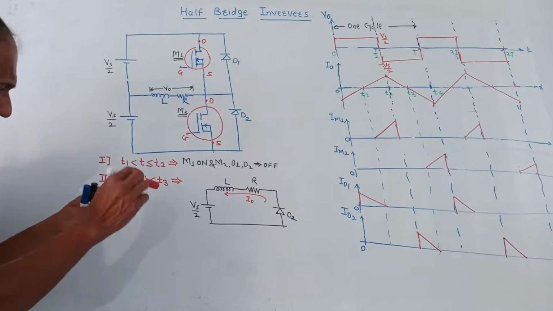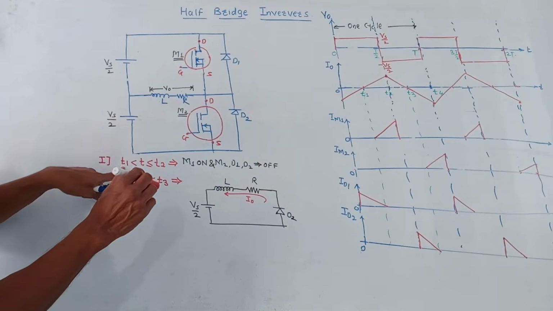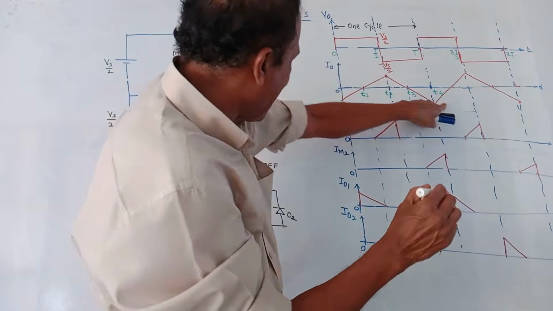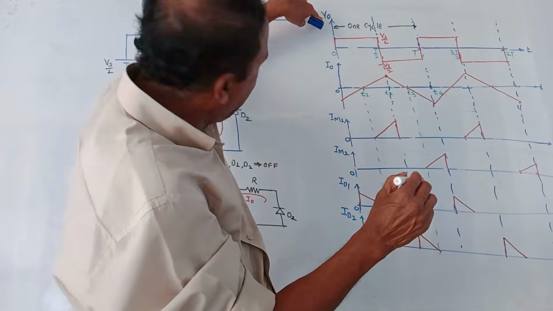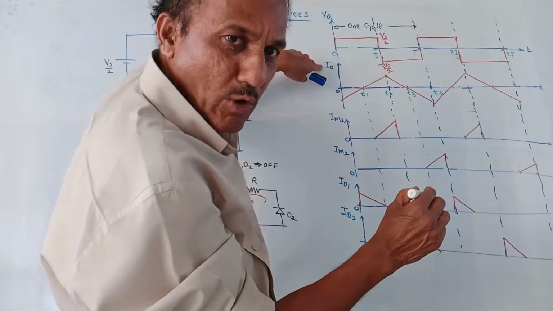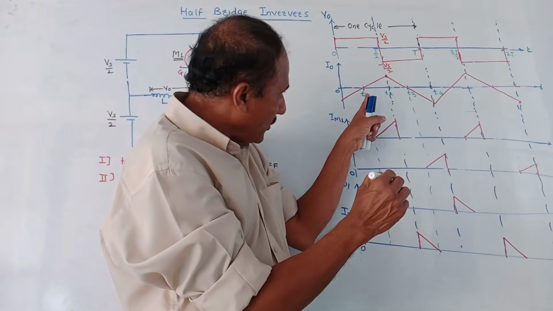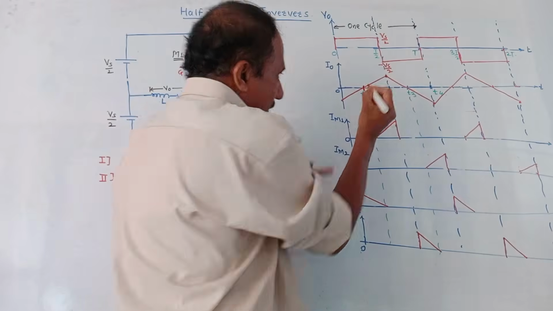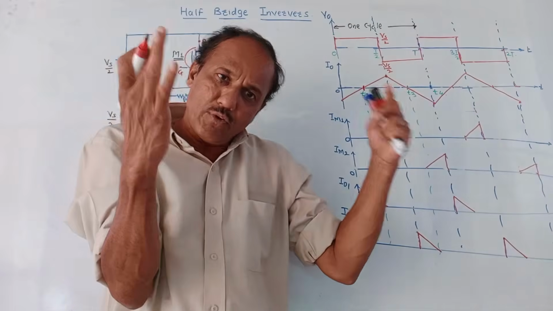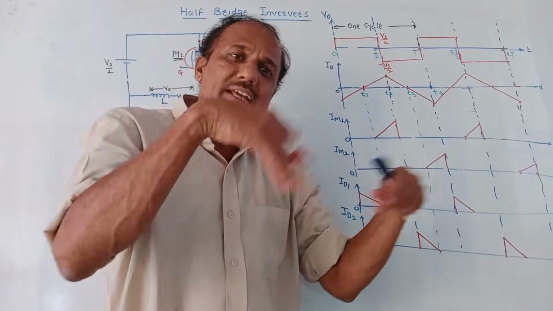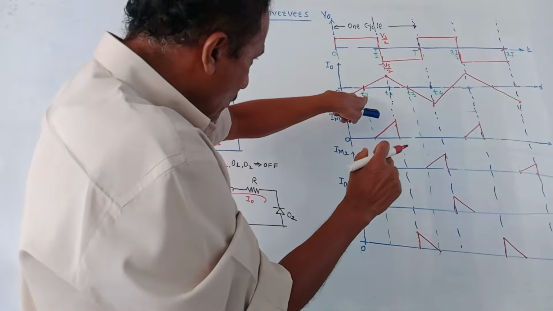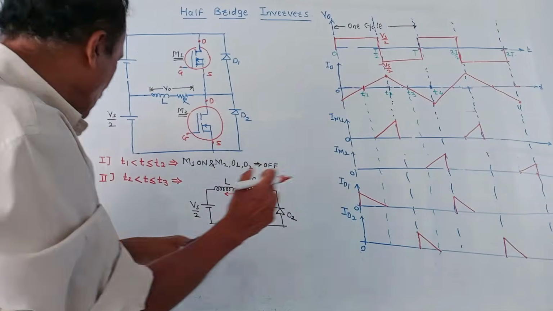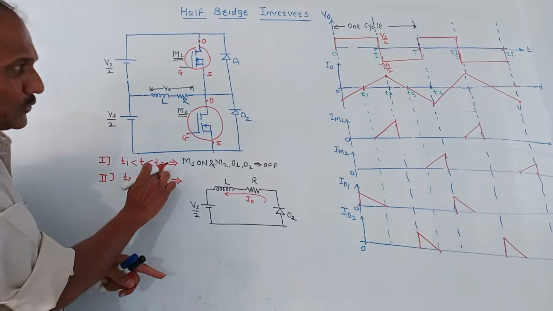We'll consider different intervals. First interval is T1 to T2. Look at this diagram. First diagram is the diagram of output voltage. Second is the diagram of output current. We are talking about interval T1 to T2, starting from this point. 0 to T1 will be the effect of the earlier case that we'll discuss later. Let us assume that the circuit starts working at time T1.